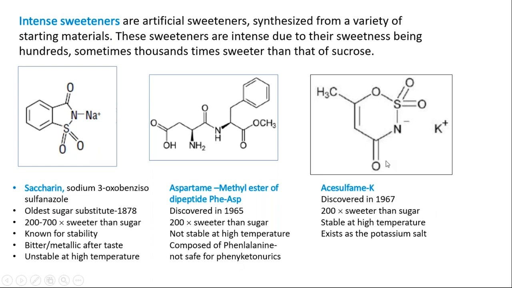Acesulfame K is very popular because it doesn't have the metallic aftertaste like saccharin, and it is about 200 times sweeter. It is stable at very high temperature, and therefore you can add it to baked goods, to your gulab jamun, to any sweet that you want. It generally exists as the potassium salt, and therefore the name is given as acesulfame K, K standing for potassium.